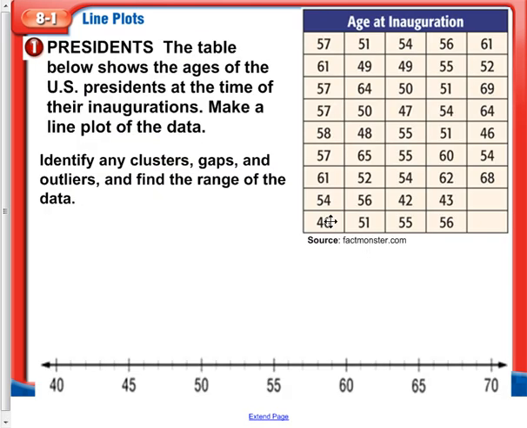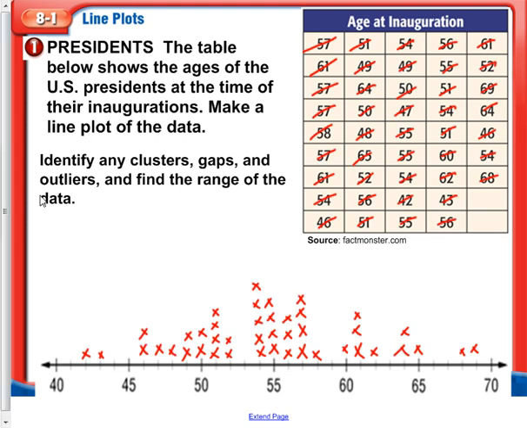So going on here, the first one, we're going to actually have to do a little bit of graphing. The table below shows the ages of U.S. presidents at the time of their inaugurations. Make a line plot of the data. So what you do is you just go ahead and figure out a method to use to do this in an orderly fashion. So here's 57. Okay, I'm going to cross it off, and I'm going to go ahead and put an X on 57. Okay, there's 61. I'll cross that one off, put an X on 61, and so on. I'll continue this until we're finished.